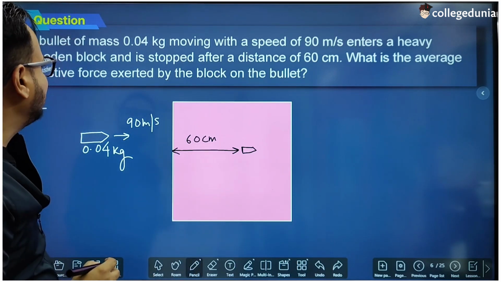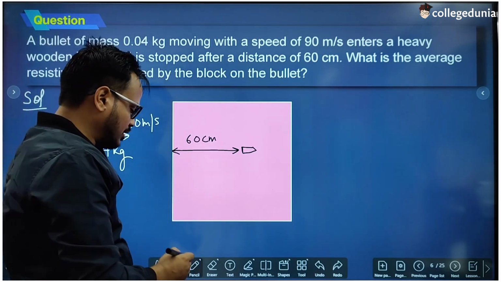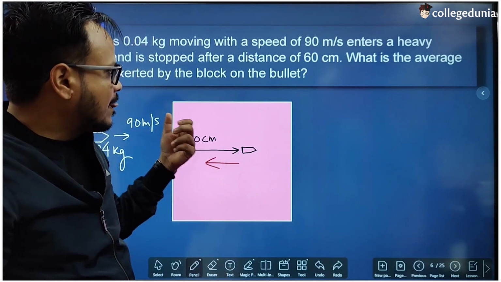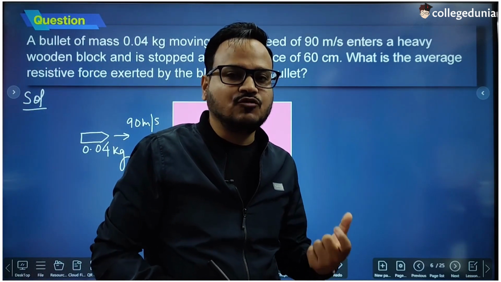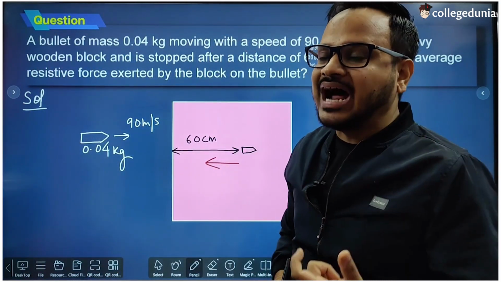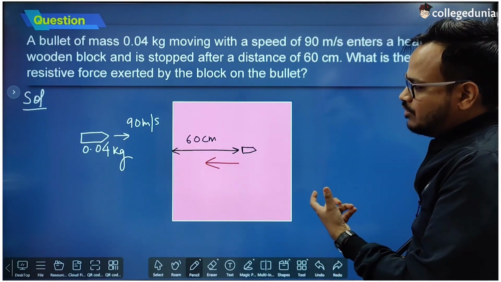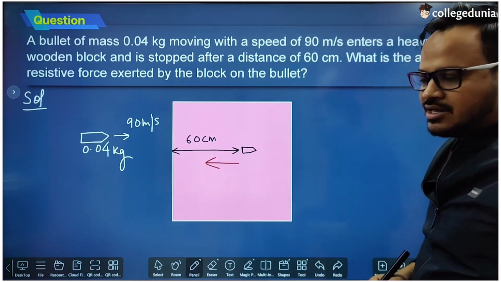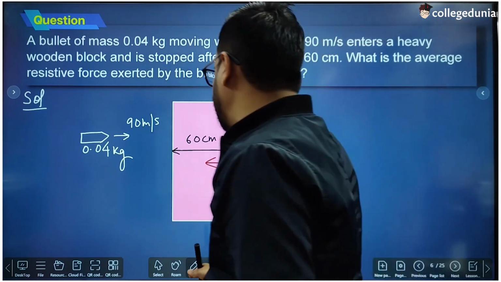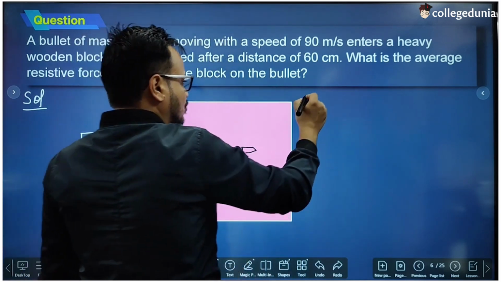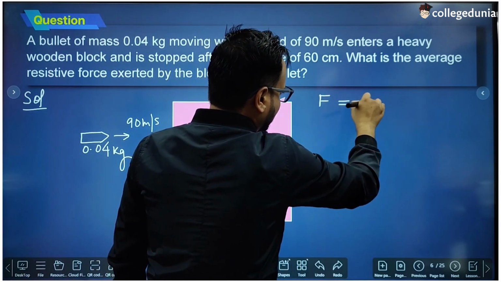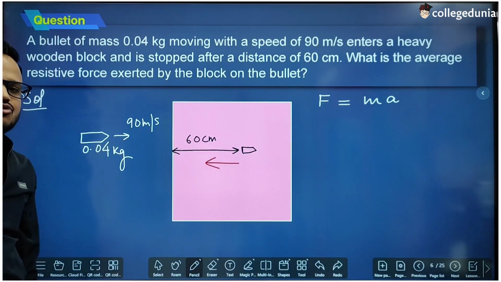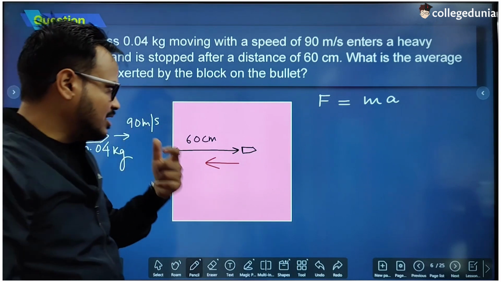Now we have to find the average resistive force exerted by the block on the bullet. Now what happens here? This block will exert a resistive force. Resistive force means a force which is trying to retard the motion of the bullet, and this block will apply a resistive force on the bullet, due to which this bullet stops after traveling a distance of 60 centimeter, and we have to find the value of that resistive force. So we know that force is mass into acceleration, and we know that the mass of the bullet is 0.04 kg. Now what is acceleration?